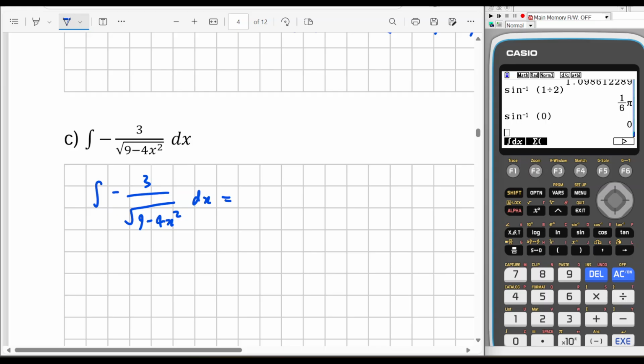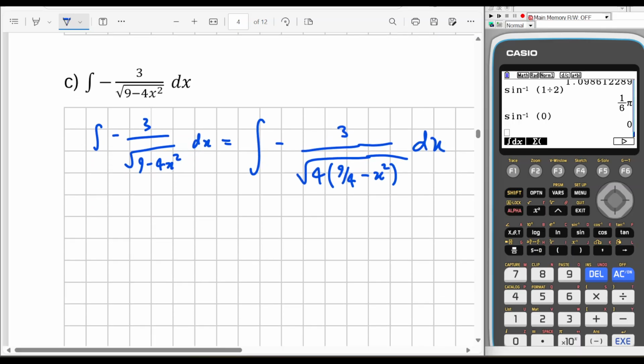Now, there's a couple ways you can do this, but what I want to do is deal with the x. So I'm going to pull out 4 as a common factor in the square root. What I'm left with in that last bit is x squared. And what I'm left with for the first term is actually 9 over 4. And I'm still going to have 3 on the top, and we're still going to have dx on the end. How does this work out?